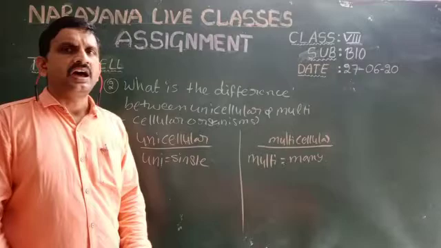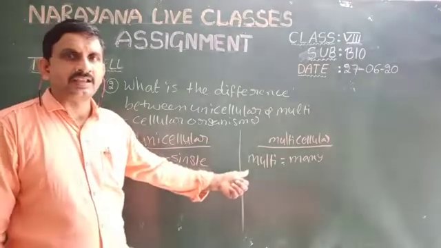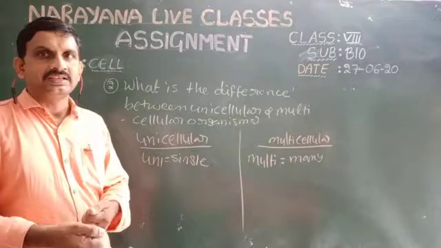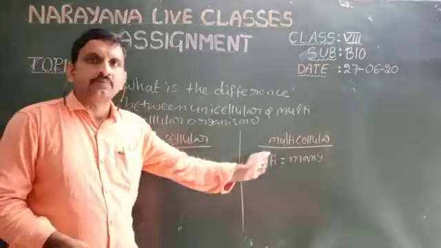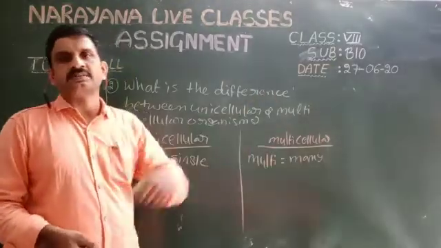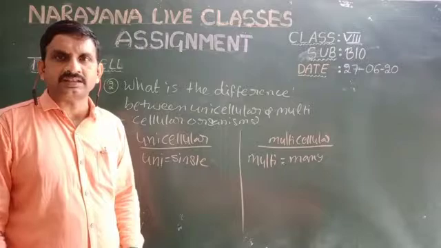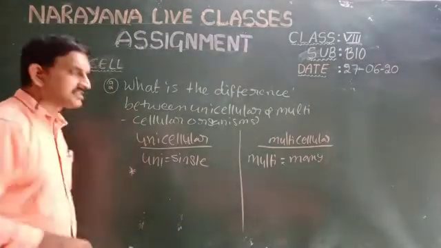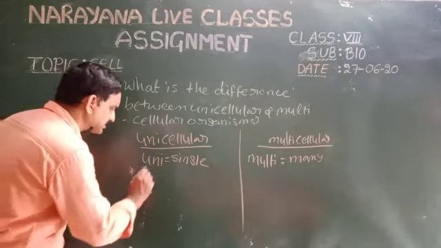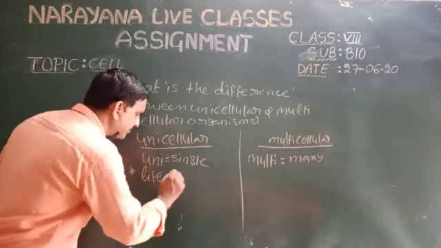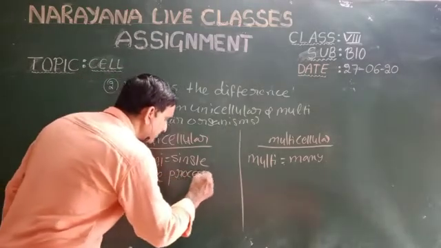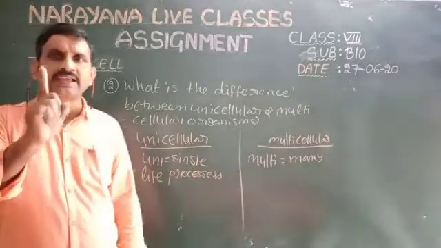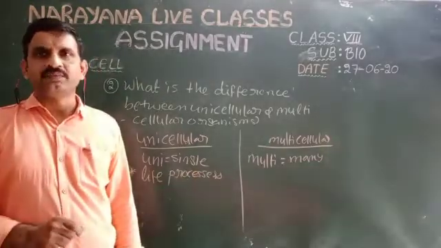Multicellular organisms are organisms which contain more than one cell. That means many cells, numerous cells. Such organisms are called multicellular organisms. Is it clear? In unicellular organisms, all the life processes are done by a single cell only.